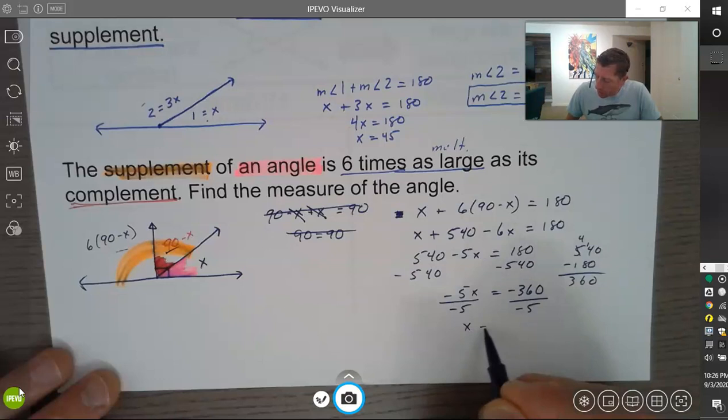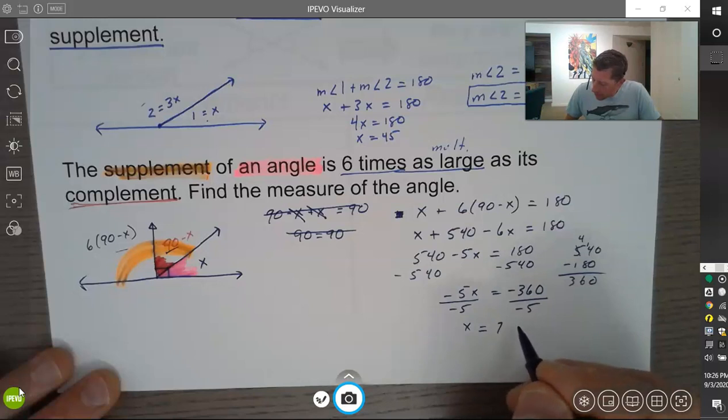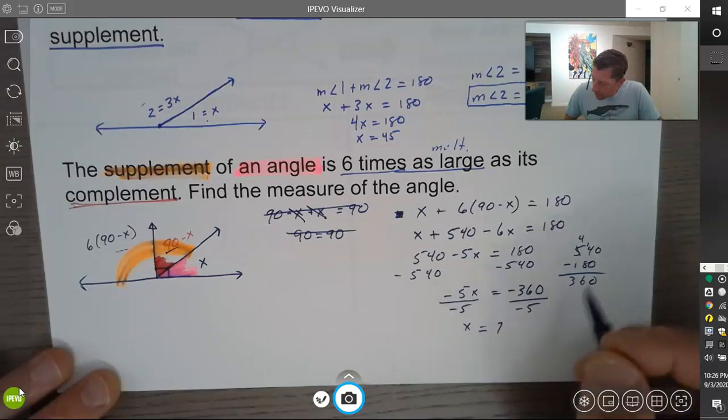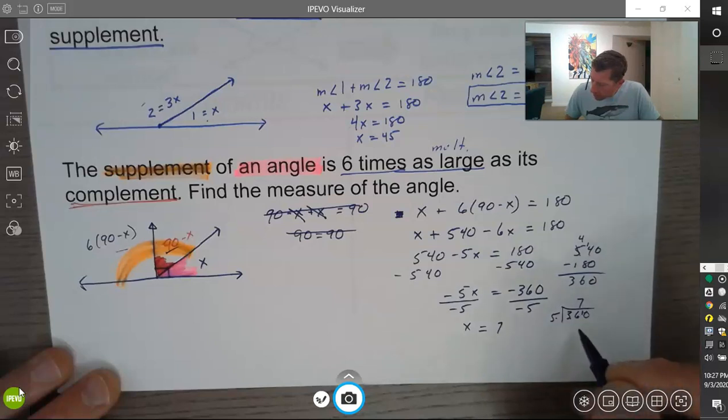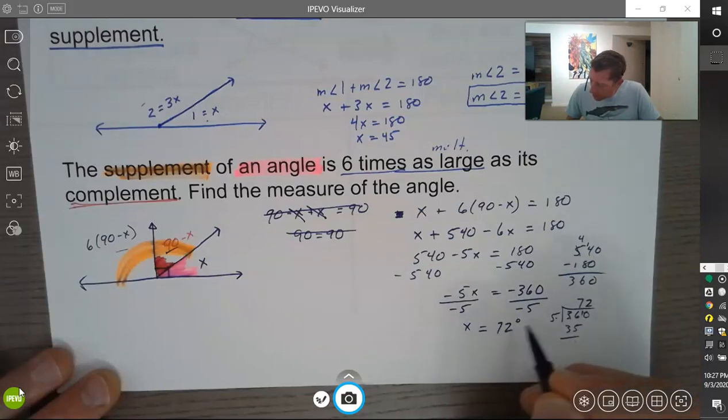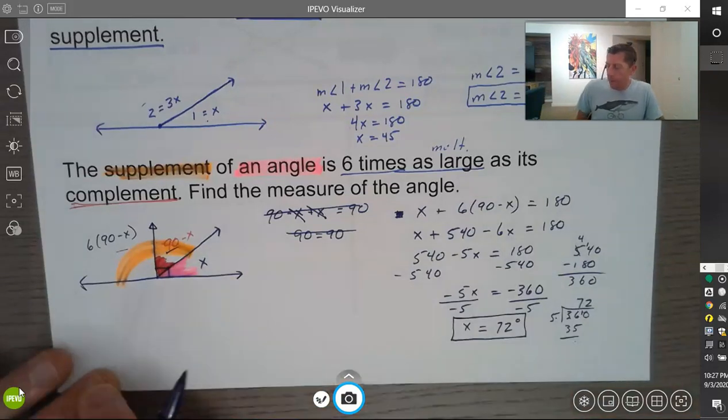X is going to equal 360 divided by 5. 5 goes in 35 7 times with 1 left over. Yep, 2. 72 degrees. I was right. I just wasn't sure. I wanted to double check. 72 degrees is our measure of the angle.